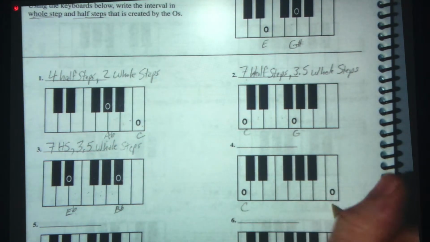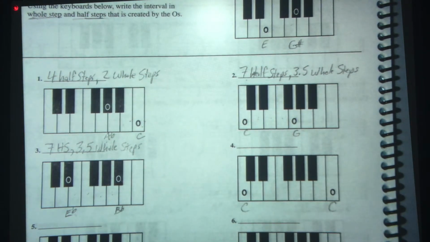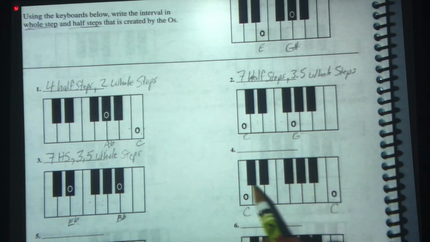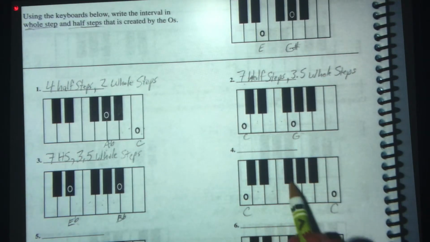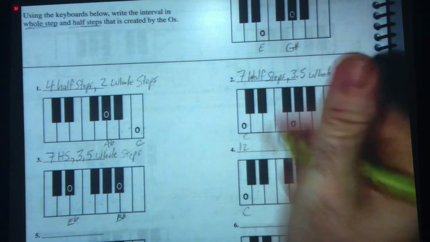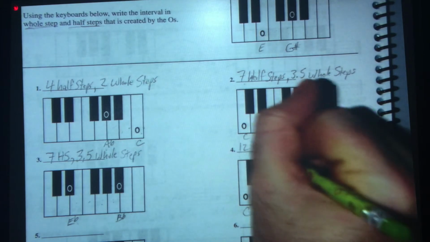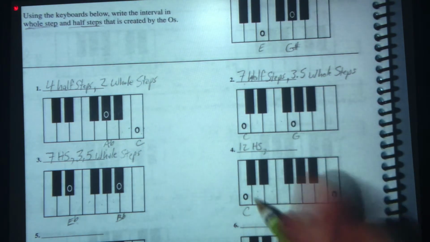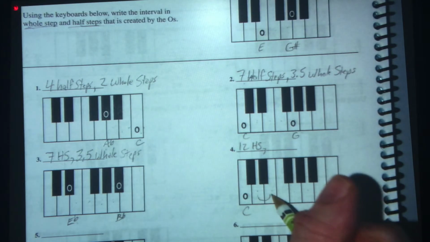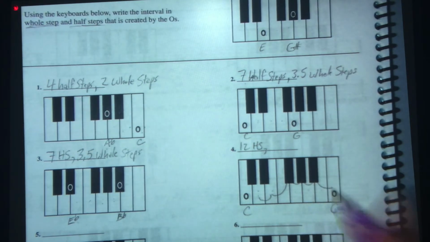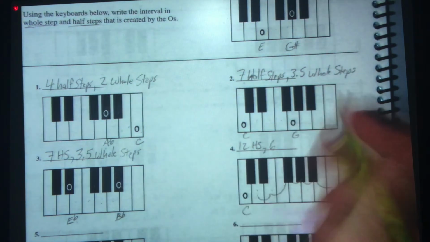C and C. So that is an octave, 8 notes apart. How many half steps is that? 1, 2, 3, 4, 5, 6, 7, 8, 9, 10, 11, 12, because there are 12 notes. 12 half steps, and how many whole steps is that? 1 would be here, and then 2 would be here, and 3 would be here, 4, 5, 6 whole steps. Notice it's half the number.